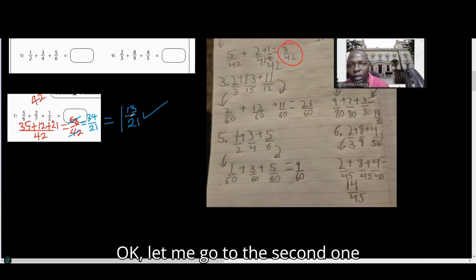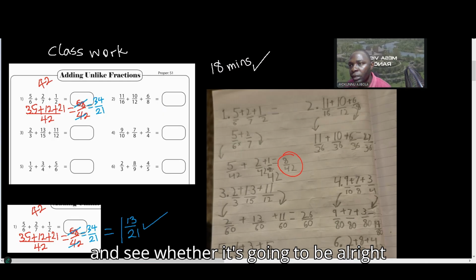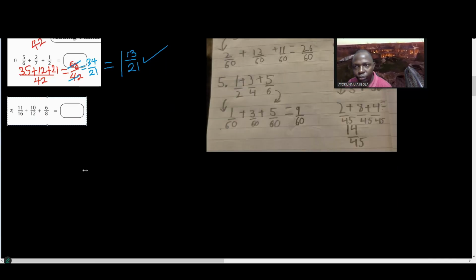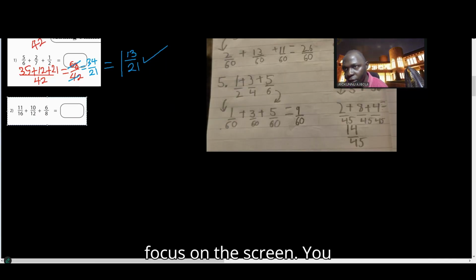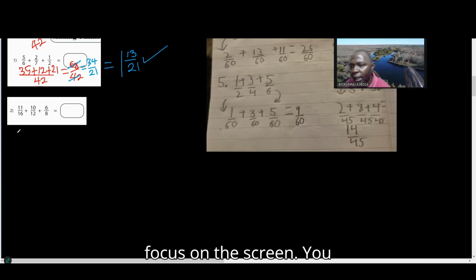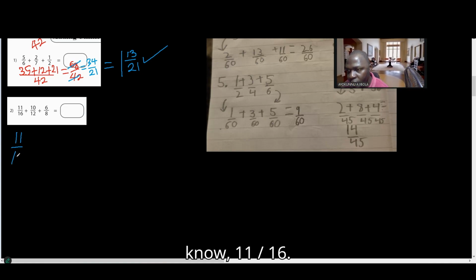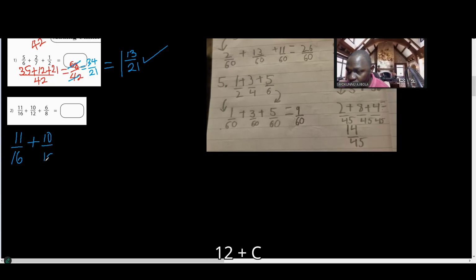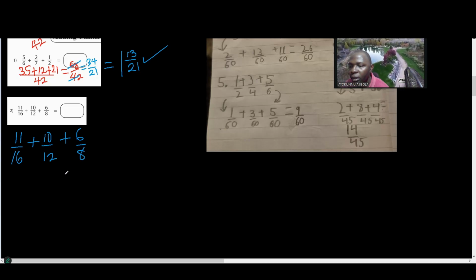Okay, let me go to the second one and see whether the answer is going to be all right or not. I'm copying these to the bottom. Don't write anything, just make sure you focus on the screen. I have 11 over 16 plus 10 over 12 plus 6 over 8.